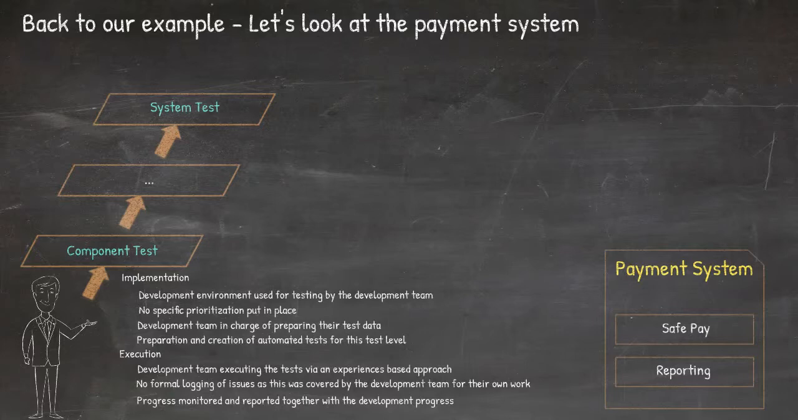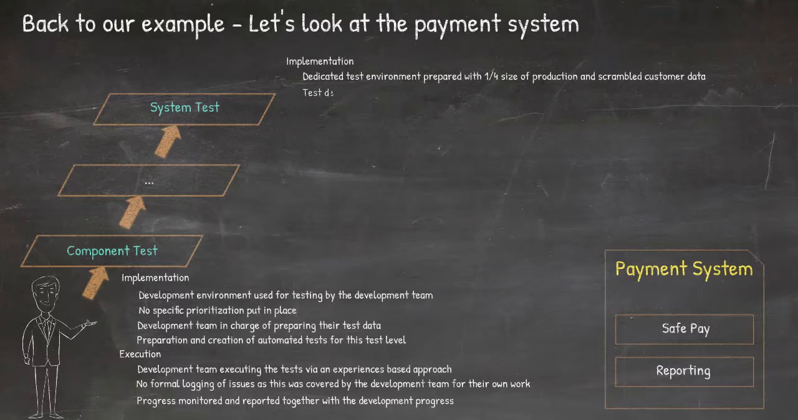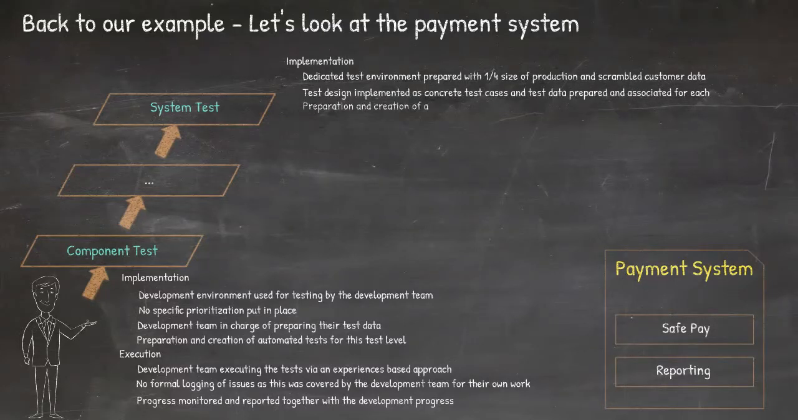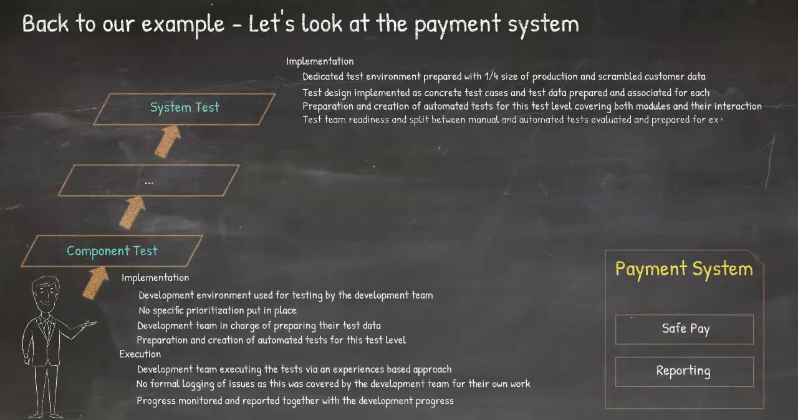If you remember, for system test, we had a test plan and we separated test analysis from test design. Now, in test implementation, we proceed to prepare the dedicated test environment and make sure that we have accurate and scrambled production data. Make sure that the test design is implemented in concrete test cases with the correct test data. Prepare the automated scripts aimed at testing all modules of the system. Assure that the test team is ready, they have a clear responsibility, they have a proper split between manual and automated tests, and that all team members are ready to start execution.